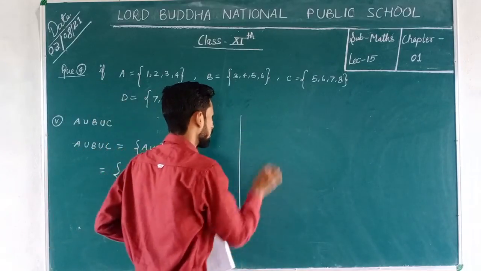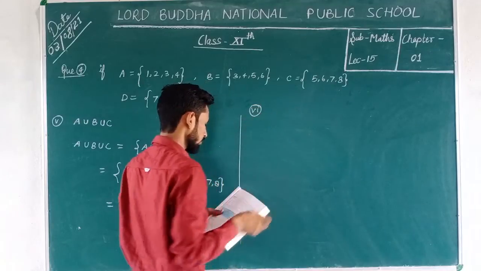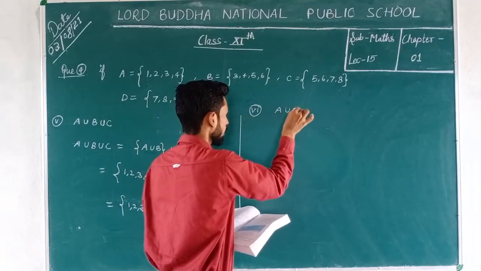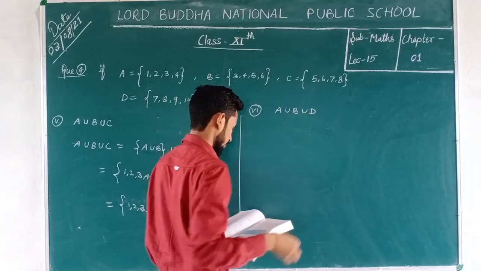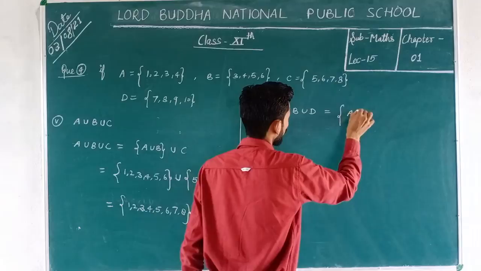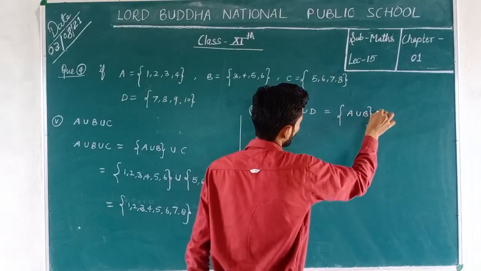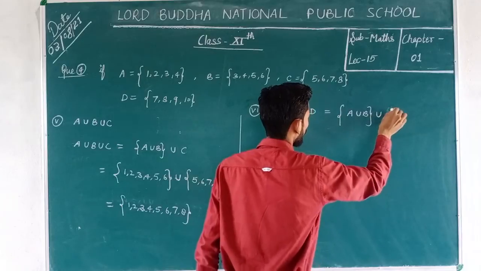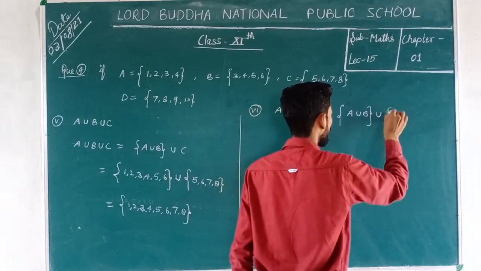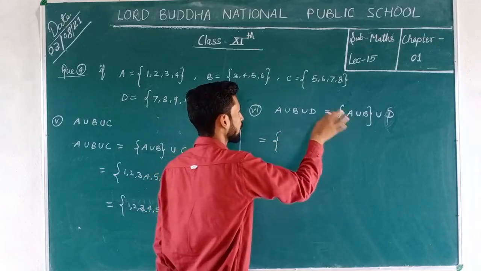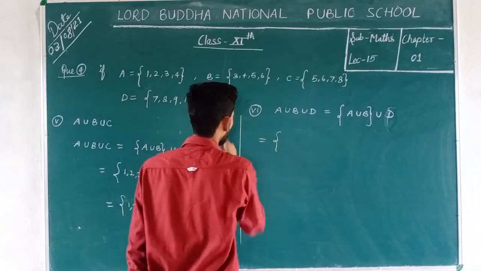Now part number 6, that is A union B union D. Now we can write it as A union B, then take the sign of union and then write set D. A union B we can find here.